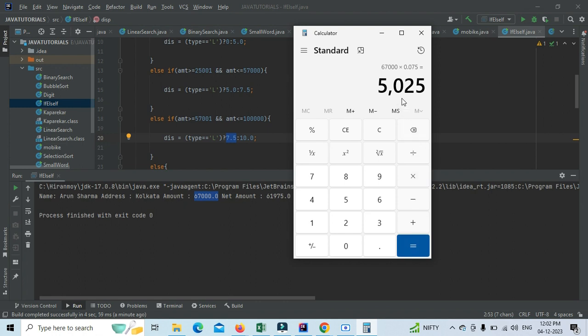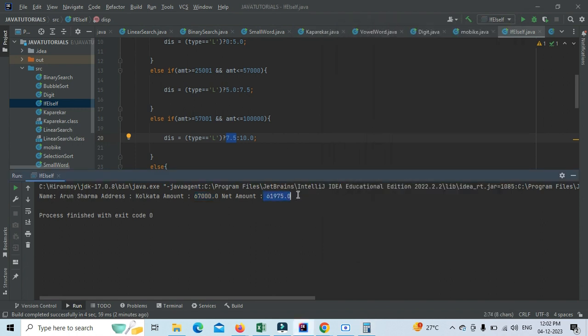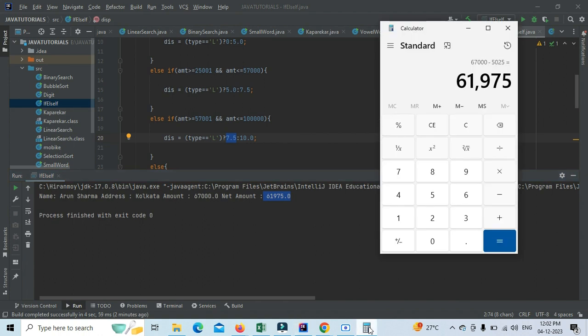Now we have to subtract that from the total amount, that was 67,000. Remember 5025. So 67,000 minus 5025 gives us 61,975. That is actually the net amount. So here we are with our output, and that's in accordance with what we have done.